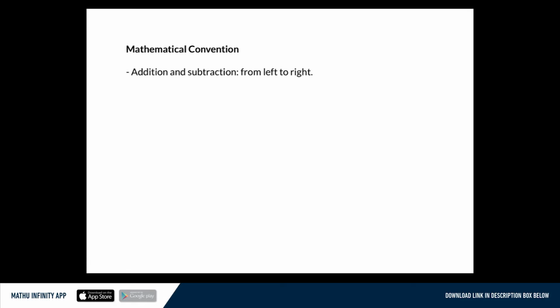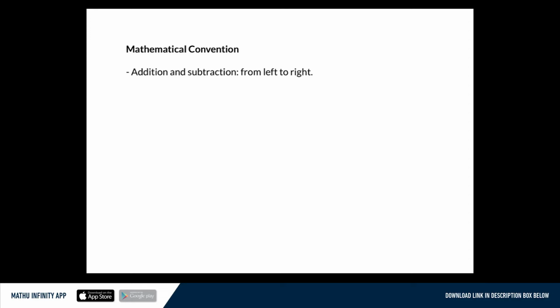So in the first lesson on this section, I mentioned the mathematical convention, where mathematicians around the world decided on a few rules that must be obeyed throughout the world so it doesn't cause confusion. In our first lesson, we focused on addition and subtraction, which goes from left to right, and that is still true, and I want to just revise that.